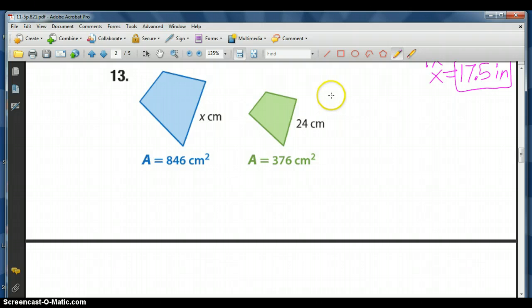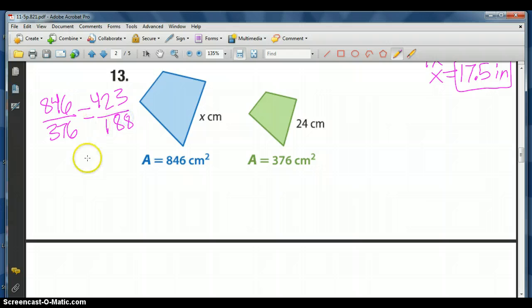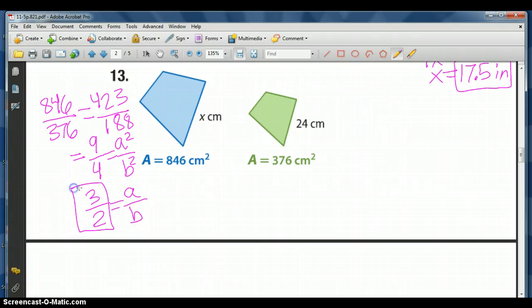Okay, so we want to find the scale factor and x on number 13, so we'll set it up in the same way as the last problem. Our areas are 846, which corresponds to 376. We can divide both of those by 2, and we get 423 over 188, and then we can divide them both by 47, and we get 9 to 4. So this is my a squared to b squared ratio. Therefore, taking the square roots, we get 3 over 2. So my scale factor is 3 to 2.